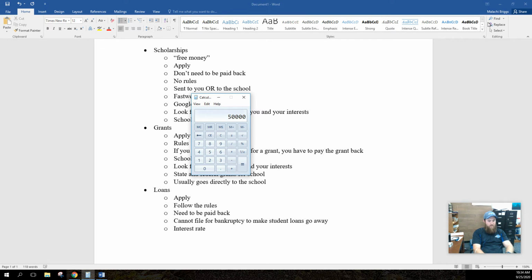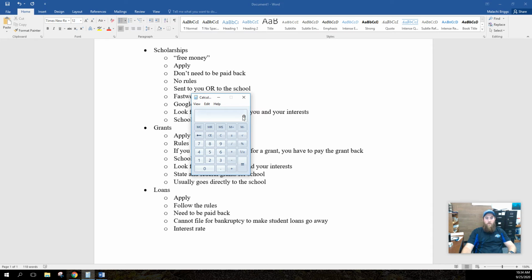$50,000 times 12% is $6,000. So instead of being $1,500 a year, your interest might bump up to $6,000 a year, which gets crazy. I've seen student loans up to 20% interest rate.